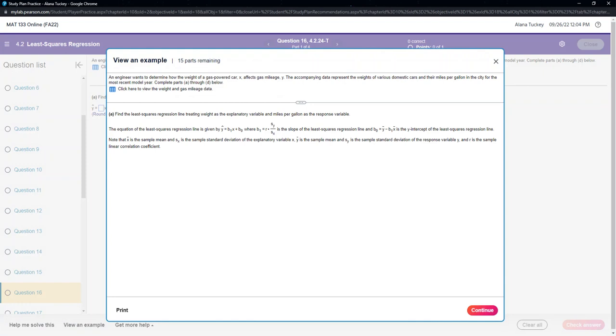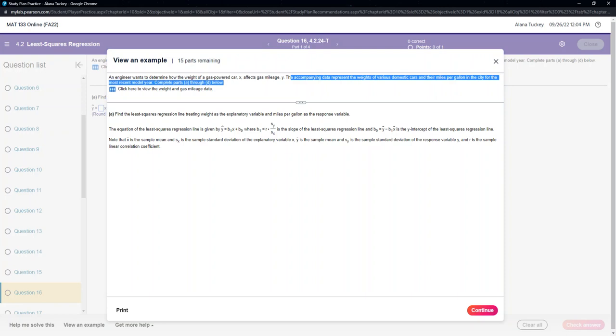An engineer wants to determine how the weight of a gas-powered car X affects the gas mileage Y. The accompanying data represent the weights of various domestic cars and their miles per gallon in the city for the most recent model year. Complete parts A through D below. So part A wants the least squares regression line.